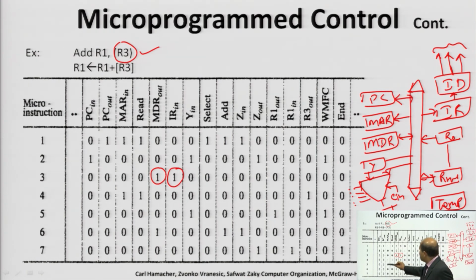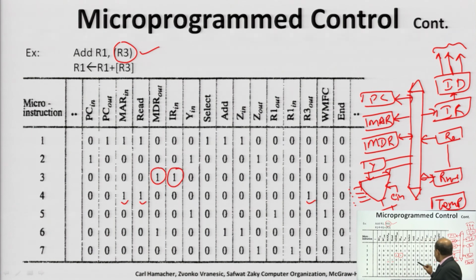In the fourth step you can see the MAR was enabled, the read signal was given and R3 out, because the second operand has to be fetched from main memory whose address is given in R3. So, R3 will provide an address and this address has to be transferred to MAR. Through MAR the memory will be indicated or marked, and the read signal is to be issued by the control unit to indicate to the memory that a fetch operation is going to be performed.